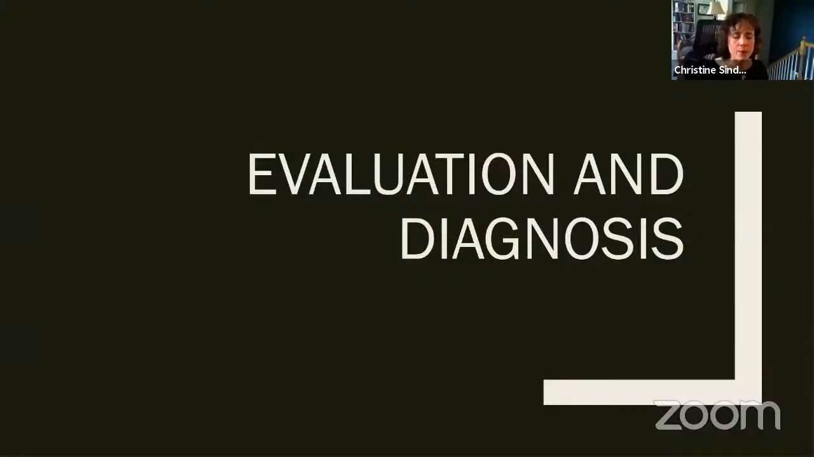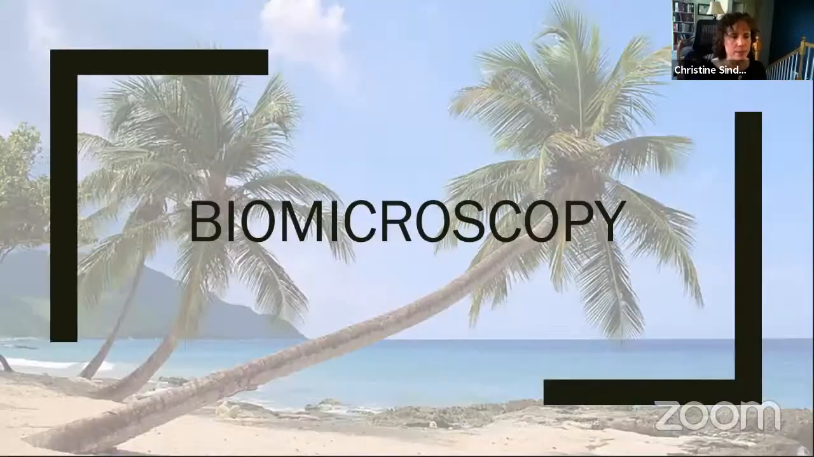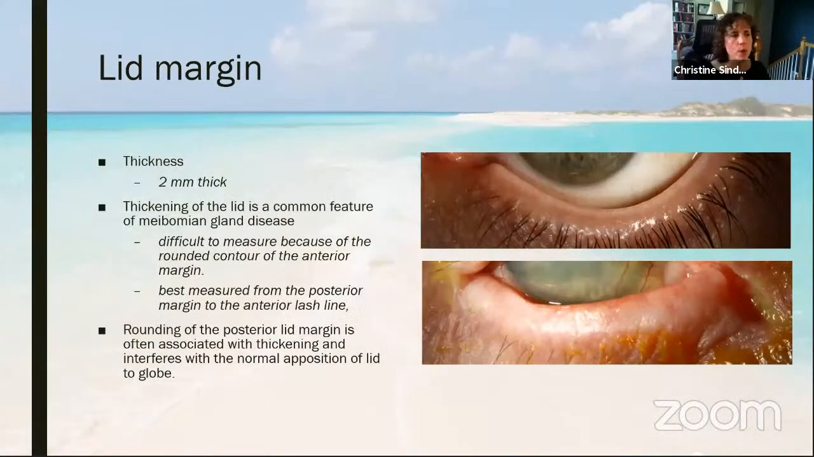So let's talk about how we evaluate and diagnose. We're really going to get into the weeds here and talk about clinically appropriate ways that we look and evaluate our patients and can manage this disease. So let's start at the slit lamp. What do we see at the slit lamp? We want to have a healthy lid margin that's about 2 millimeters thick. It should be flat. It should be clear.